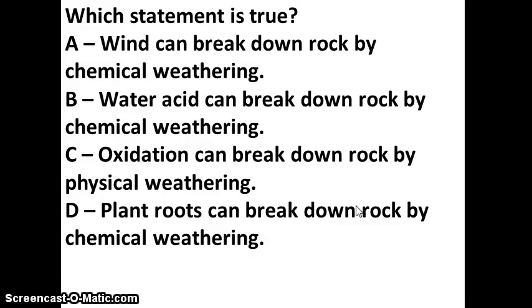Oxidation would be an example of chemical weathering, it's not physical weathering, and plant roots would be an example of physical weathering and not chemical weathering. Wind would be another example of more erosion, but if anything, physical weathering, not chemical weathering.